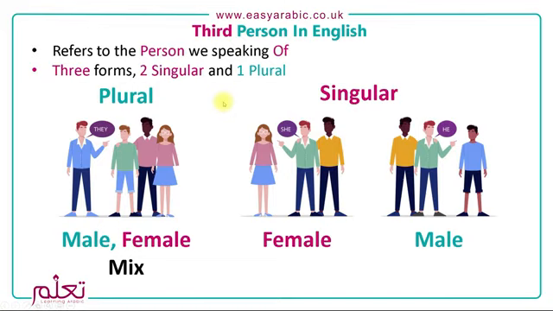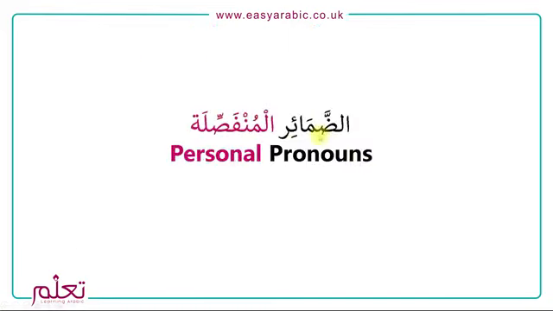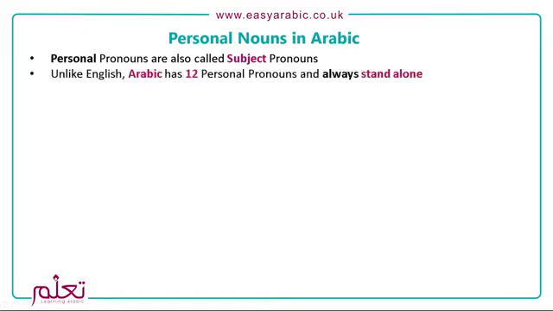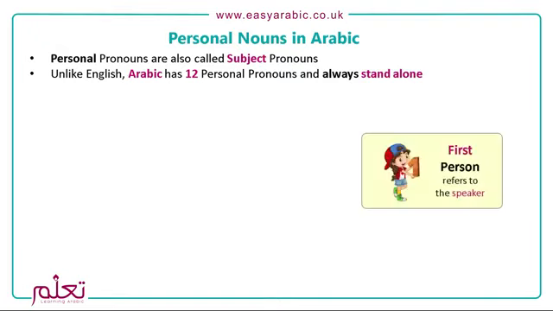Let's look at the same in Arabic. Personal pronouns are called Dhama'ir al-Munfasila. They are also called subject pronouns, and unlike English, Arabic has 12 personal pronouns, and they always stand on their own. We've got the first person, which has singular and plural, I or we. In English there's only one second person pronoun, you, which is used whether you're talking to one person, two people, or more.